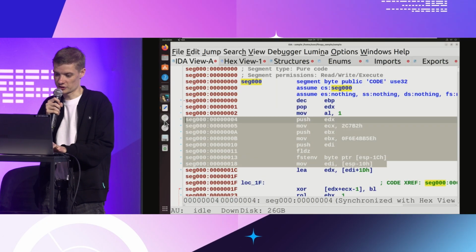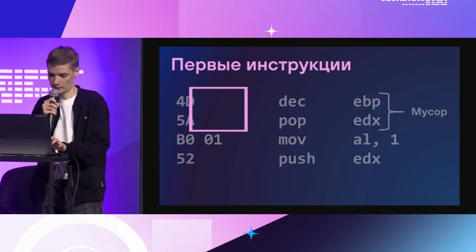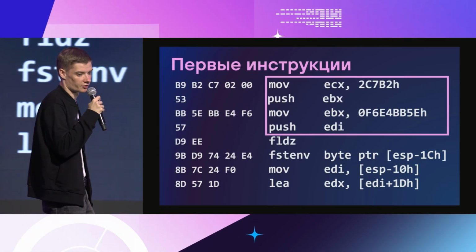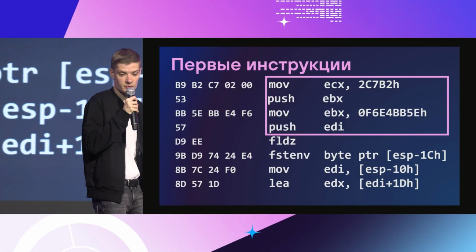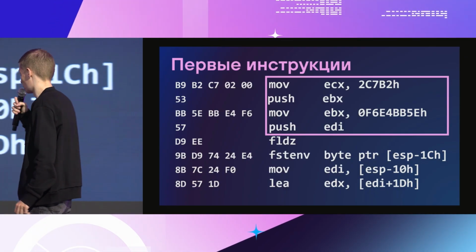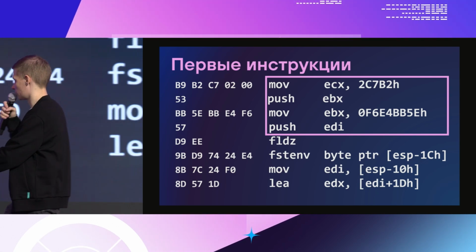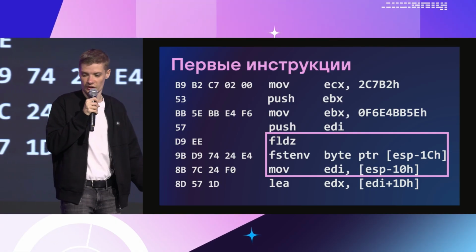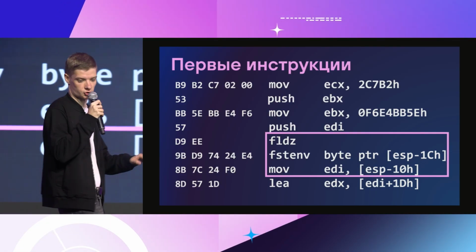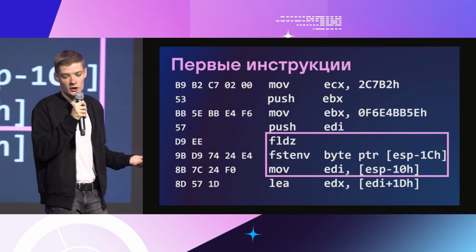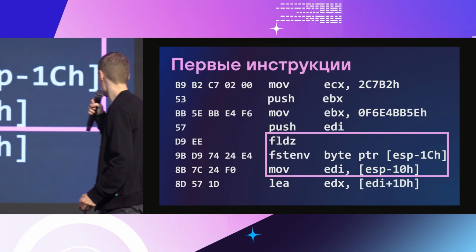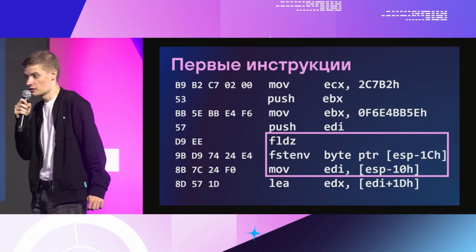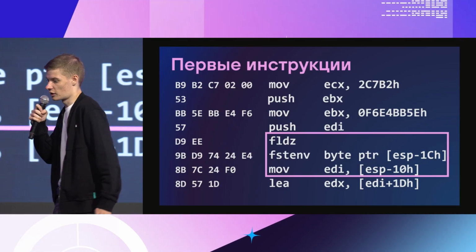Now let's have a look at further instructions, namely these ones. To begin with, we see that constants are assigned here, ECX and EBX. If we go further, we will see this interesting sequence of instructions. FLDZ and FSTENV are executed, and something is assigned to the register from the memory, like ESP+10h. And we don't understand at a glance what's stored in there.